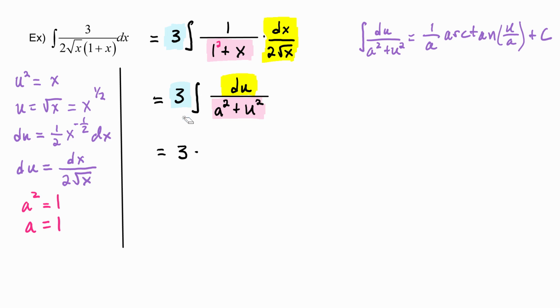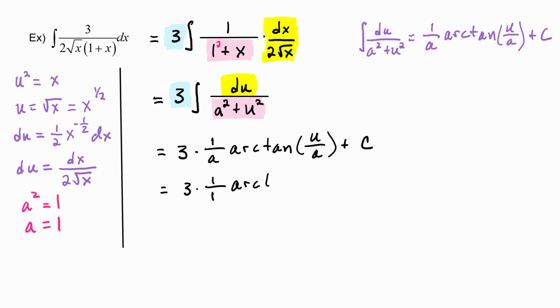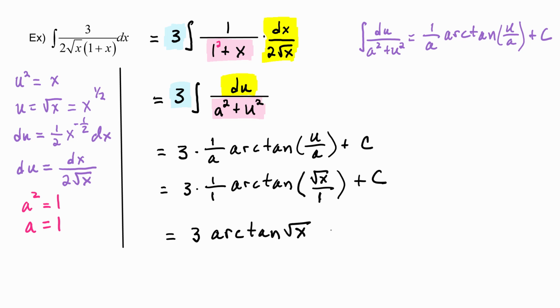Now we have to take this integral here, which results in this form. So we have 1 over a arctangent of u over a plus c, which is equal to 3 times 1 over 1 arctangent of, remember that our u variable was radical x. We put that over 1 plus c. So this will simplify to be 3 times the arctangent of radical x plus c.